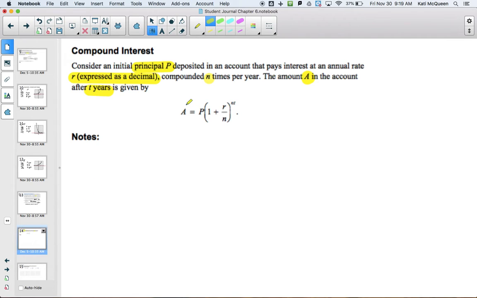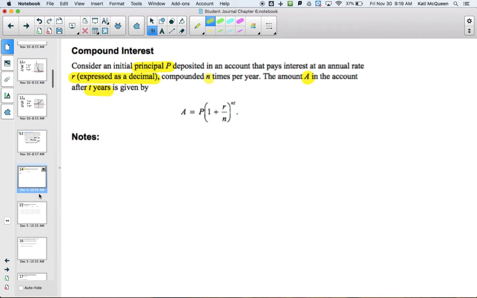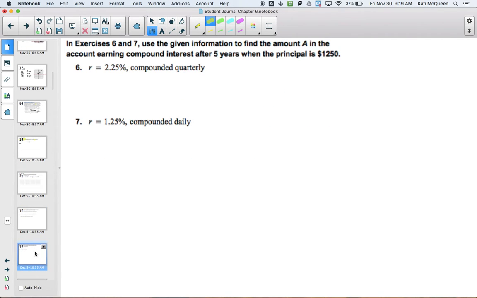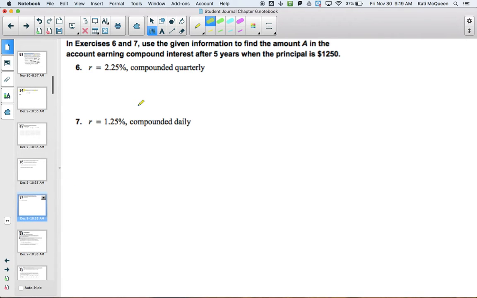How much am I going to end up with after 10 years or something like that? Okay, so I would make sure I circle or highlight this formula. If you're doing notes in your notebook, definitely make sure this is included with what each of these things are. Okay, so we're going to do a few examples that use that formula. So this is on page 158. We're going to do 6 and 7.